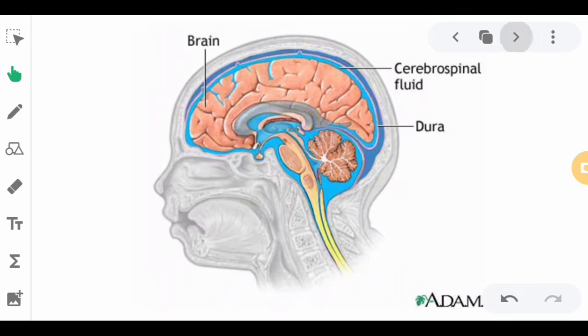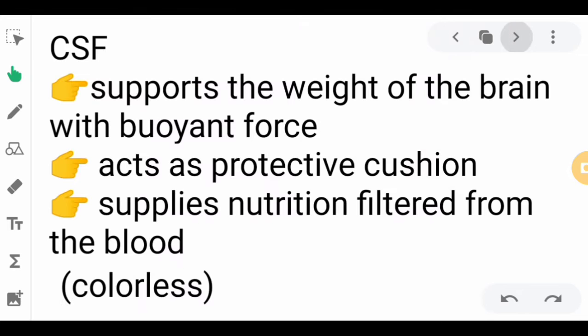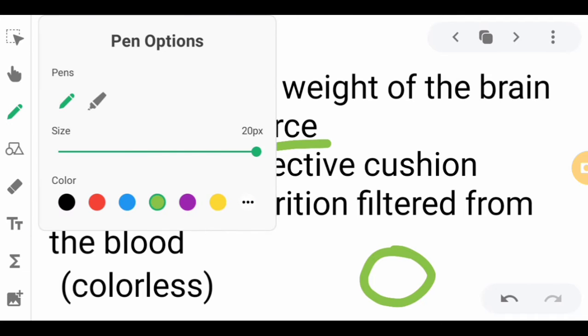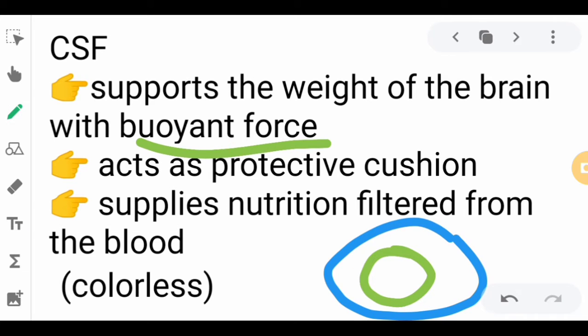So what is the purpose of that? The cerebrospinal fluid supports the weight of the brain with buoyant force. Buoyant force here means float. It allows the brain to float on that liquid. So let's say this is your brain and this is the fluid, the color blue one. It protects the brain itself from physical blows from outside or externally.